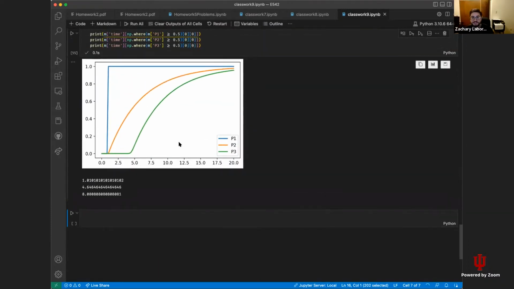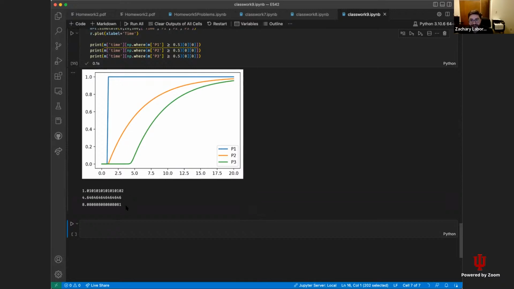Okay, so those are the times it came back with, which are a little weird looking, but I think that's because of rounding error. There's a fixed, finite time step, so it's not going to be perfect. Great, that works.